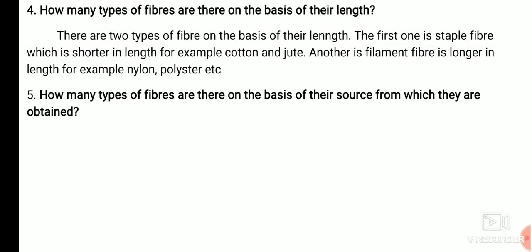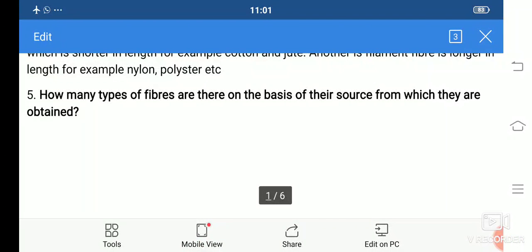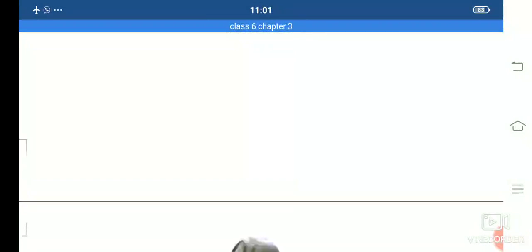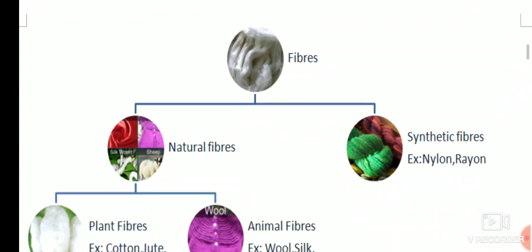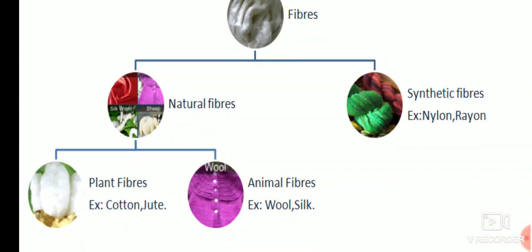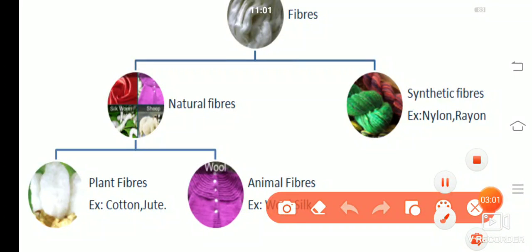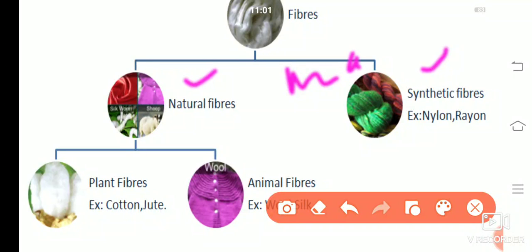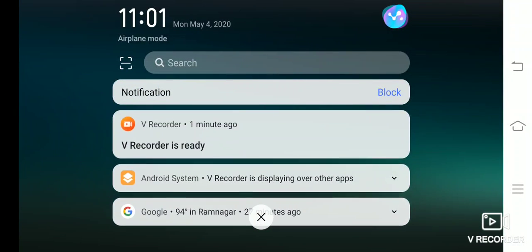Moving to the next question: how many types of fiber are there on the basis of the source from which they are obtained? On the basis of the source, the fibers are categorized into two types. One is natural fiber, another is synthetic fiber. Synthetic fiber is also known as man-made fiber.